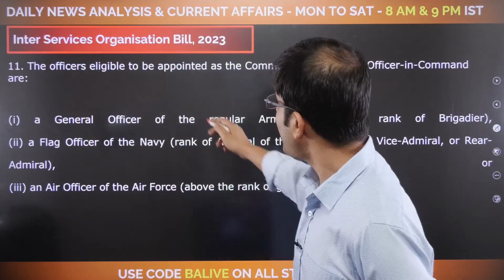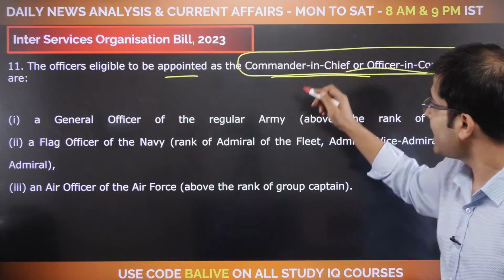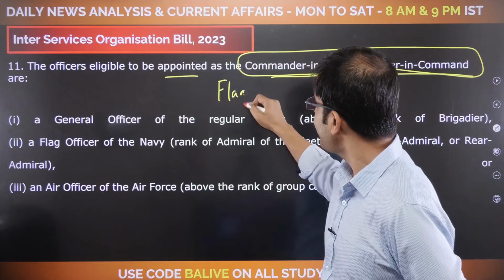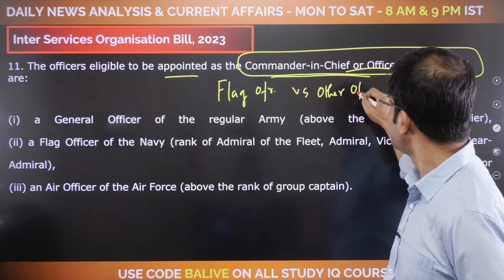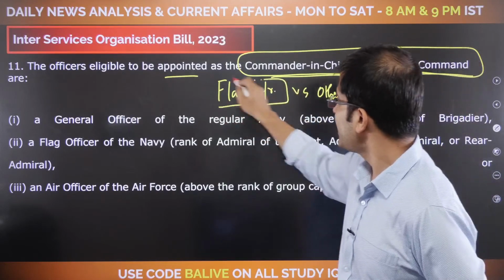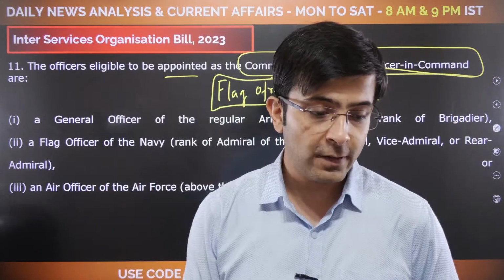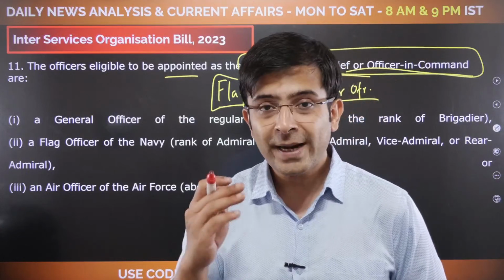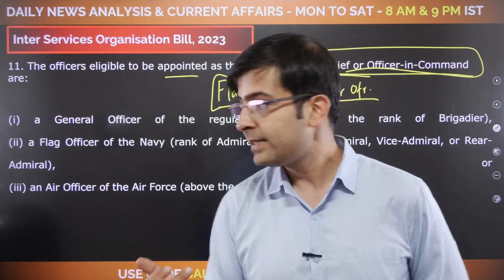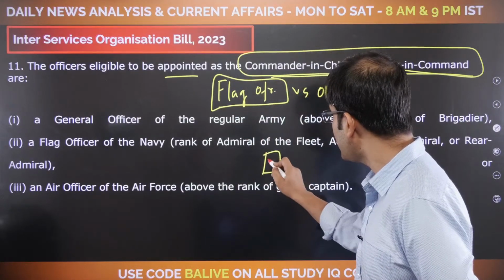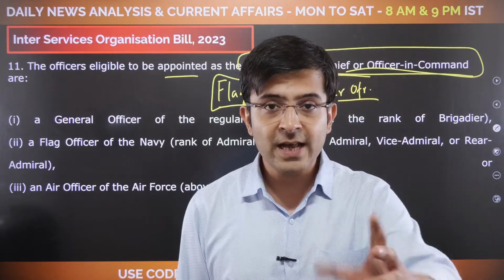Okay. So now, who are the officers eligible to be appointed as the commander-in-chief or the officer-in-command? Now please understand, in the armed forces, there is a difference between flag officers versus other officers. You must have seen, no? A particular brigadier's car goes by and you see a flag on the right side of the car. Or you might have seen certain army officer vehicles not having any flag. Say the CO's vehicle has just a board in front of it, written CO. Have you seen that, guys, in your own town? If you have ever seen an army vehicle, you'll know.